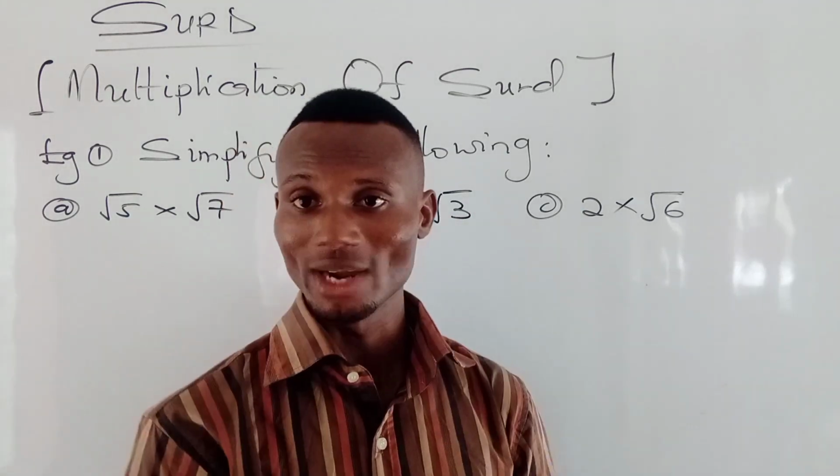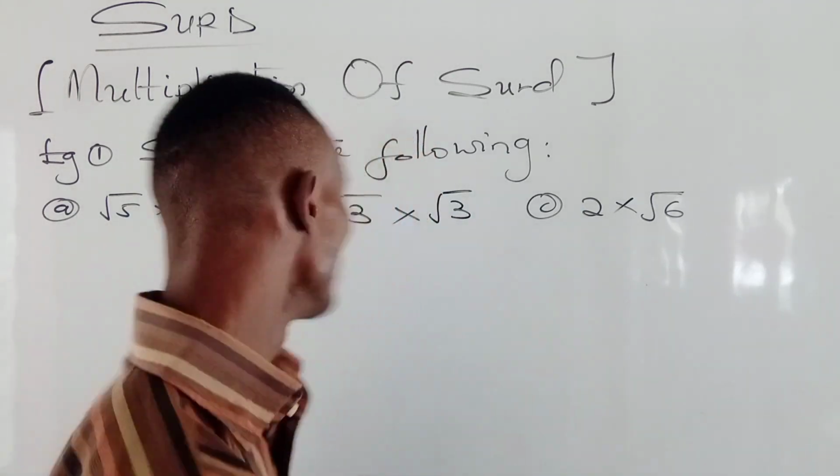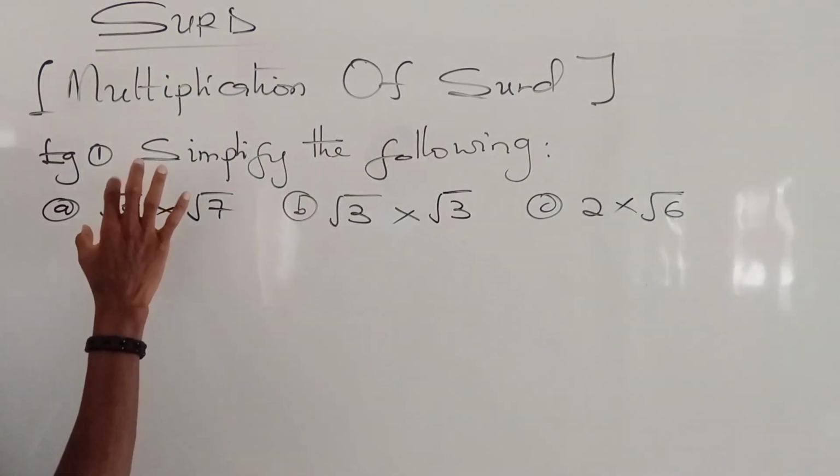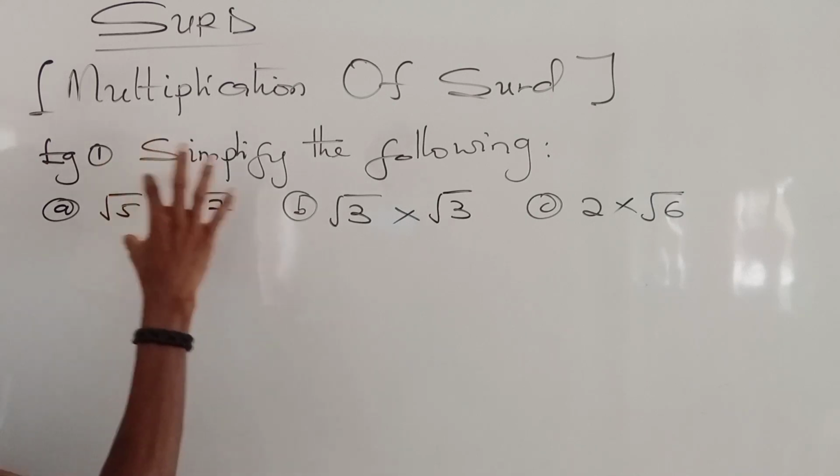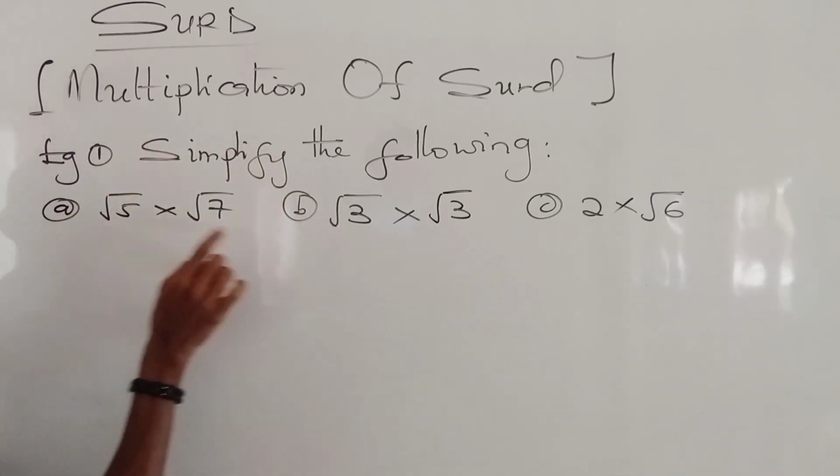So we are going to look at each of them. Let's start with the A. So the A, I have square root of 5 times square root of 7. Don't forget both of them have square root sign in it, but the values are different.